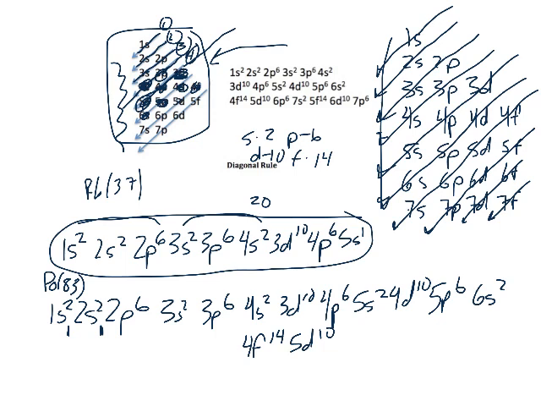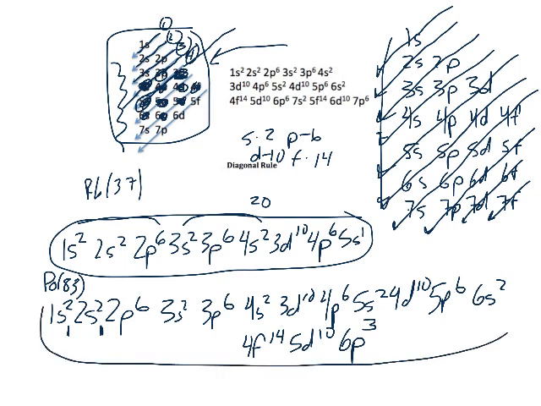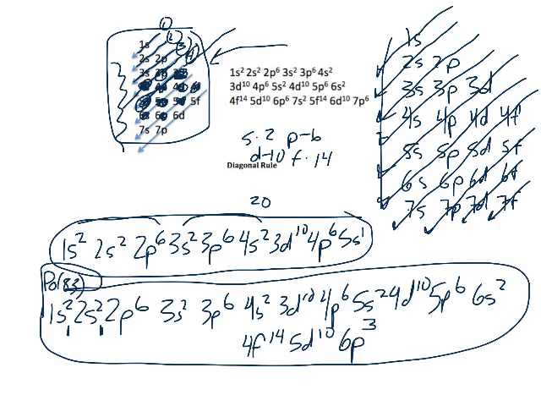After 5d, I'm going to scratch that off, comes 6p. And 6p will hold 6, but I'm already up to 80, and I only have 83. So even though it could hold 6, I only need 3, and I'm going to put a little 3 there. So that is my electron configuration for polonium.